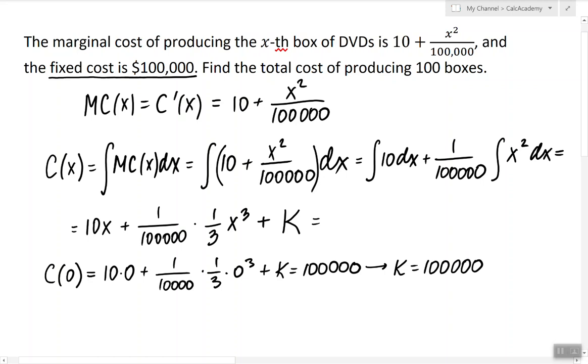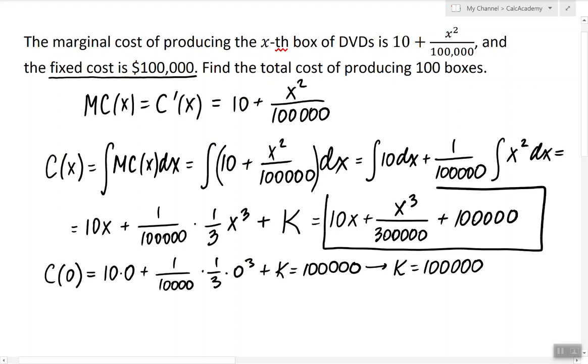the cost function, and we can put x cubed here in the numerator. So this is my cost function that satisfies all the given conditions. And to answer the question, I just have to find the cost of producing 100 boxes. That means I have to find C evaluated at 100.